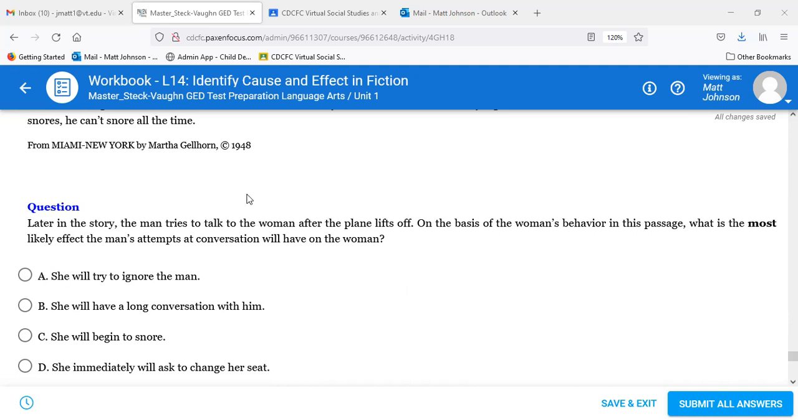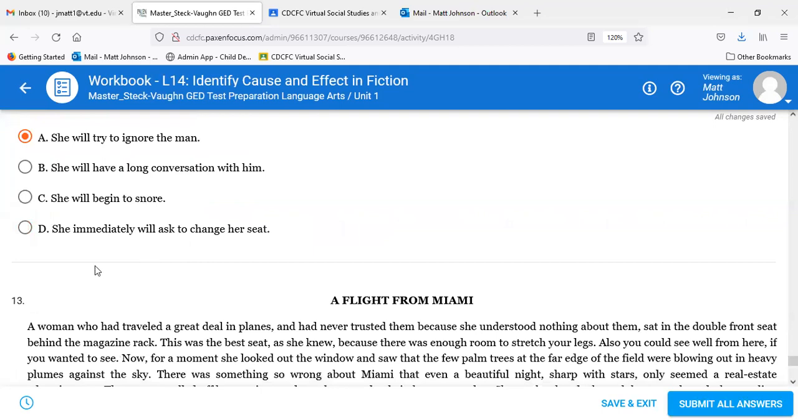Well, A, she will try to ignore the man. B, she will have a long conversation with him. C, she will begin to snore. D, she immediately will ask to change her seat. I think it's A. Yeah, she's going to ignore him, right? That's an inference there, right? Because we can kind of see her attitude, the way she looks or interacts with the man. So A, she's going to try to ignore him.